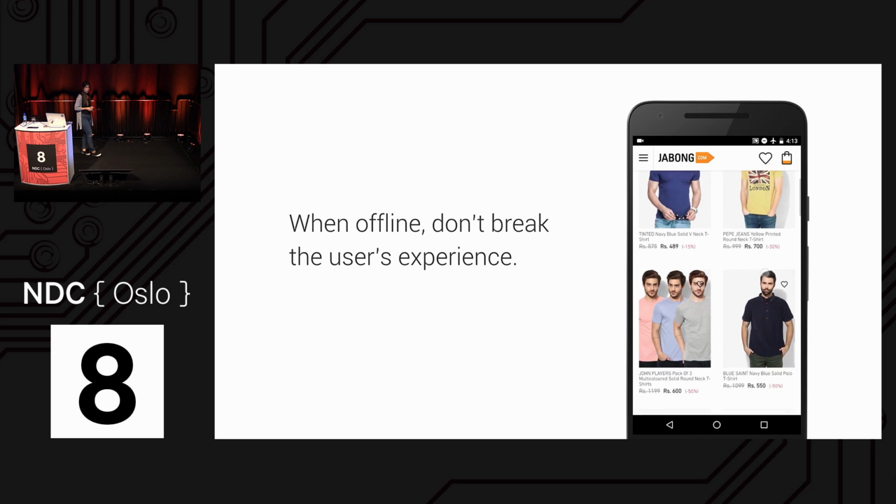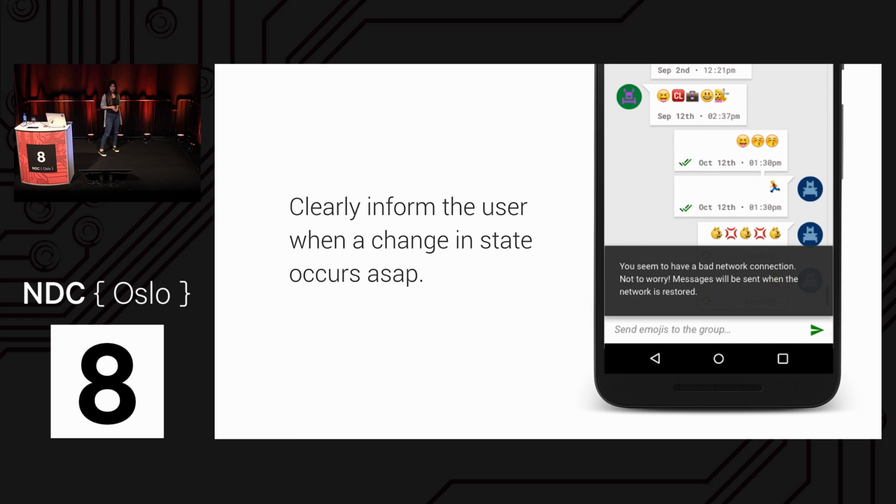So what we can do is first clearly inform the user when a change in state occurs, and try to do that as soon as possible. And not only that, but also inform the user what actions they could do. So here: you seem to have a bad network connection, but don't worry, your messages will be sent when the network is restored. So be transparent with the user and tell them.